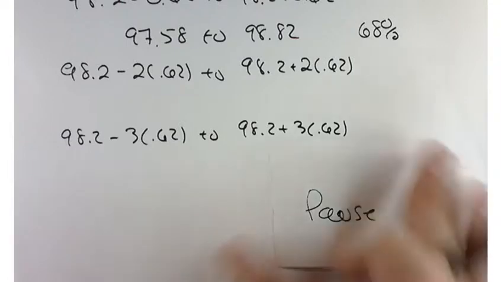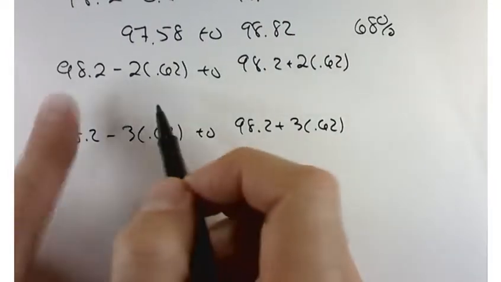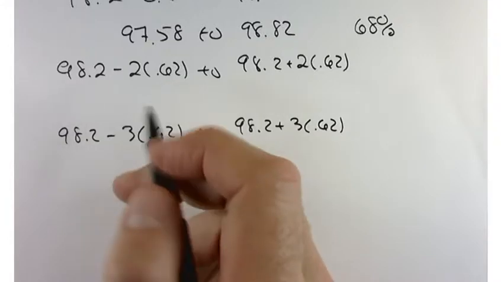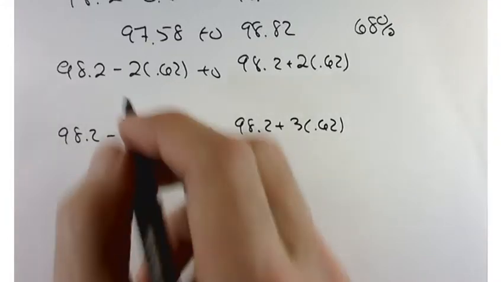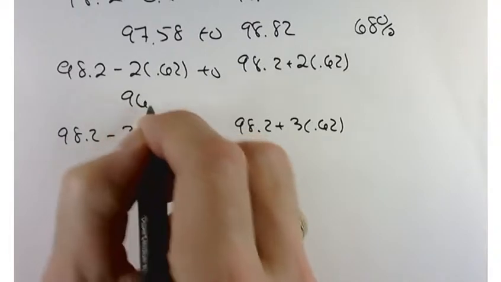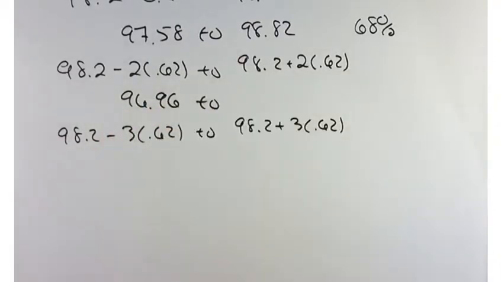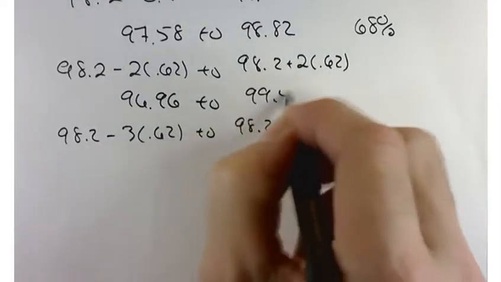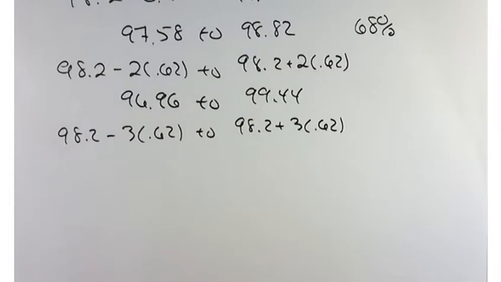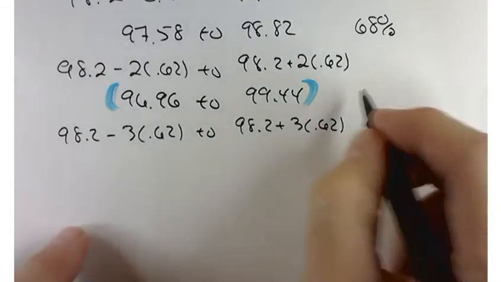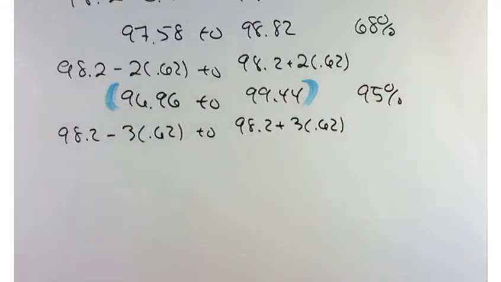Okay, so what numbers were you getting on this stuff? How about here? 2 standard deviations below the mean. What place are you at there? 96.96 to what? 99.44. Good. David, what percentage of data should be in this range here? Yeah, 95%. 95% of your data should be within 2 standard deviations of the mean, assuming that you have a bell-shaped distribution. Cool. Thank you.